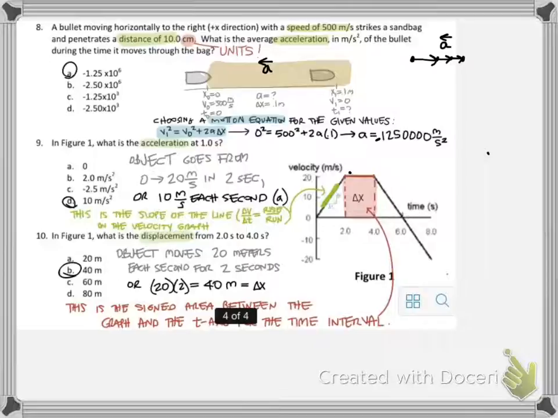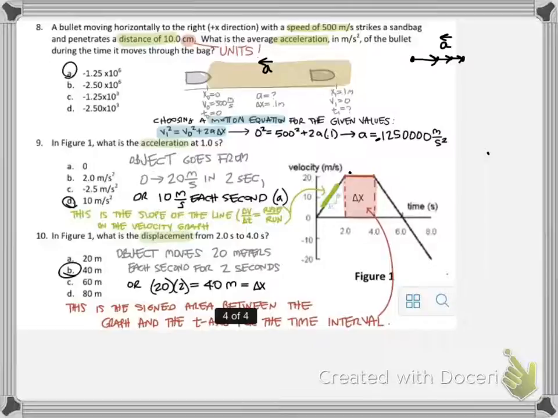And then between 4 seconds and 6 seconds, the velocity is getting closer and closer to 0. So it has a negative acceleration, negative slope. Velocity is positive, acceleration is negative. It is slowing down between 4 seconds and 6 seconds.